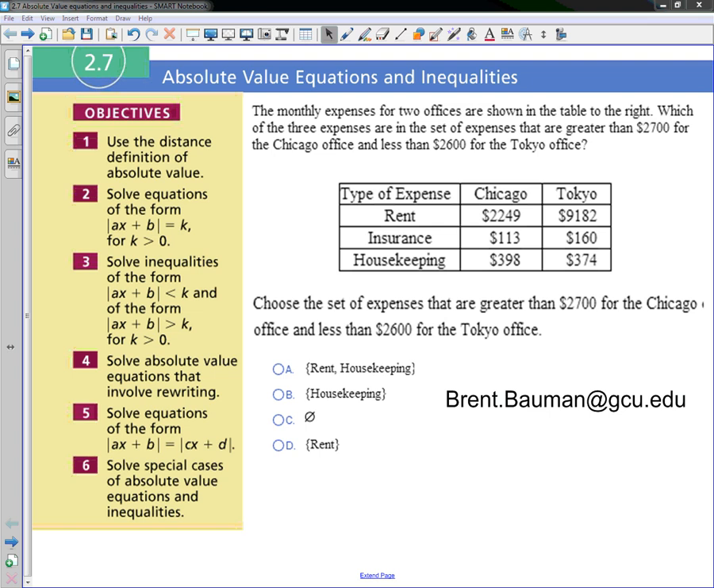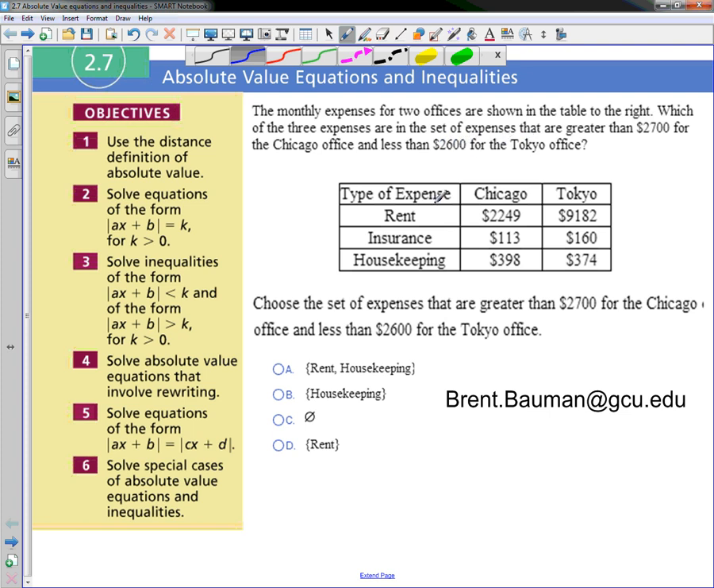Alright, welcome back. So we're going to look at a little review of 2.6. So let's read through what we have. We're dealing with monthly expenses for two offices shown in the table. It's actually below, not to the right. Which of the three expenses are in a set of expenses that are greater than $2,000 for the Chicago office and less than $2,600 for the Tokyo office?